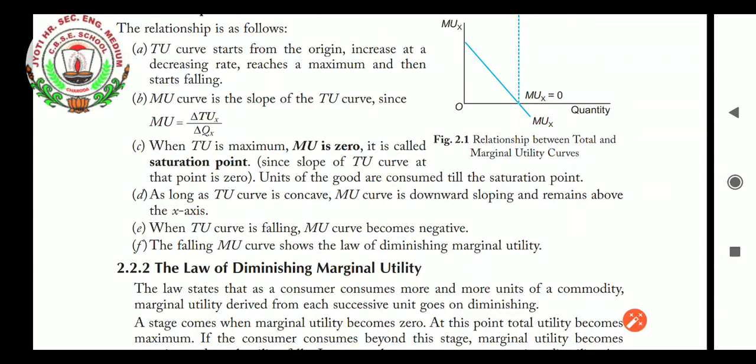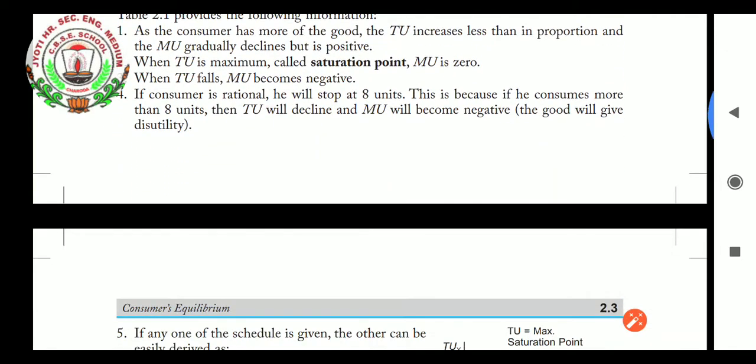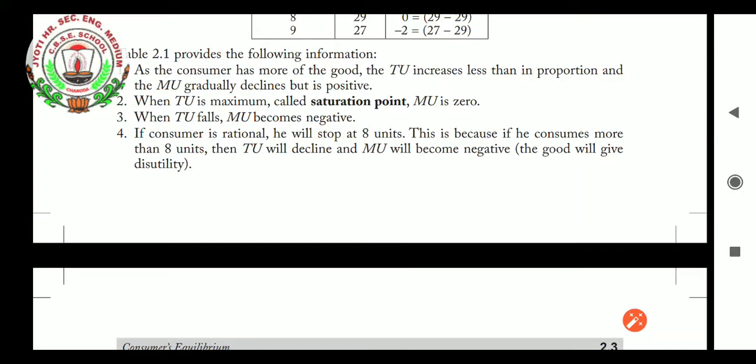And in the last class we also learned the relationship between MU and TU, the relation between total utility and marginal utility, and what happens to marginal utility when total utility is maximum, and all the points. Let us continue with that same topic.